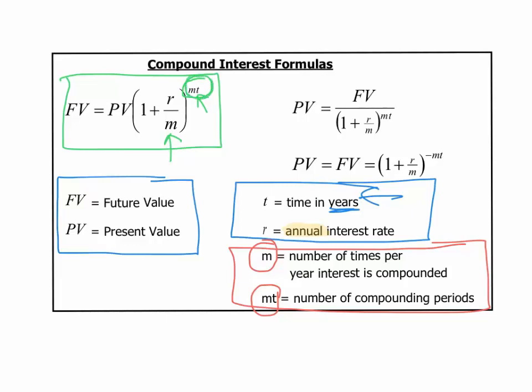Now sometimes our scenario will be that we are looking for the present value instead of the future value. And so two ways that we can write that present value formula is we could write it as a fraction. So present value is future value over 1 plus R over M to the MT. Or we could take this bottom part, that denominator, and move it up to the numerator. And when we move it up to the numerator, it's going to be future value times 1 plus R divided by M to the negative MT.